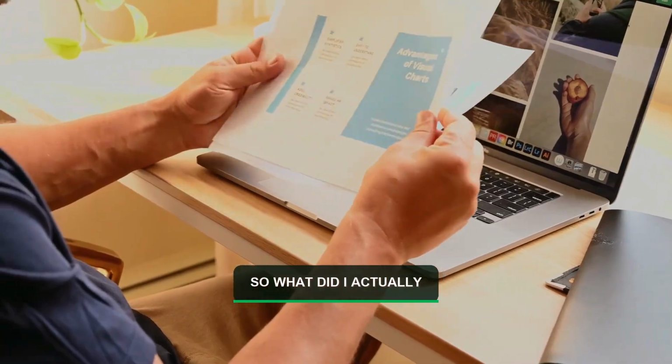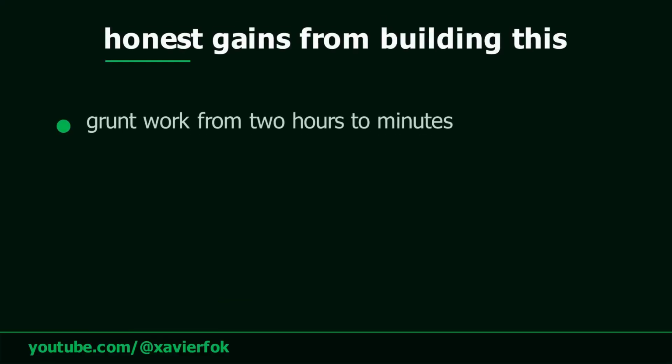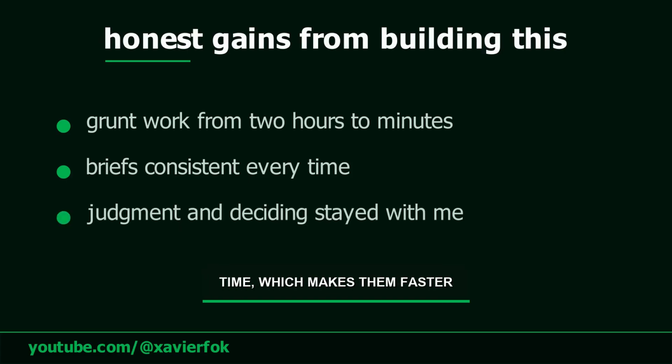So what did I actually gain? The honest answer is time and consistency, not magic. The grunt work that took 2 hours takes a couple of minutes of agent run, plus a few minutes of me checking the parts that matter, and the briefs come out in the same shape every time, which makes them faster to use than the slightly different format I would produce by hand, depending on my mood.